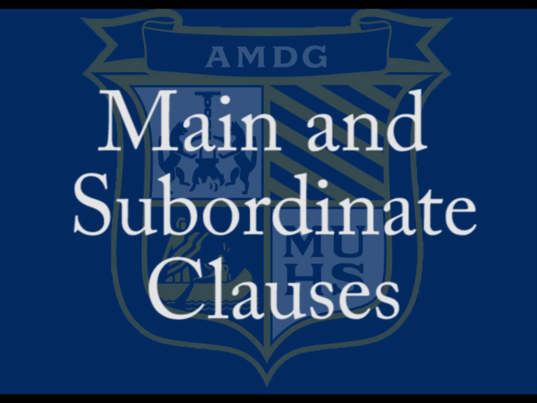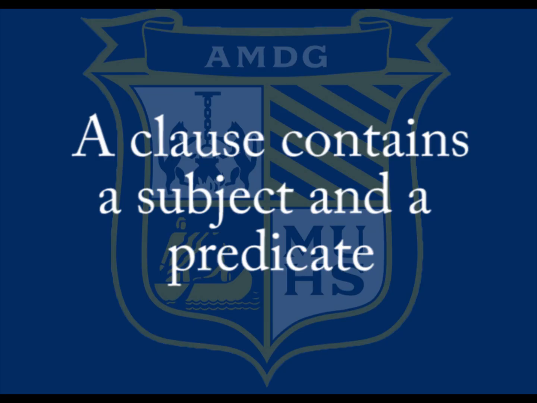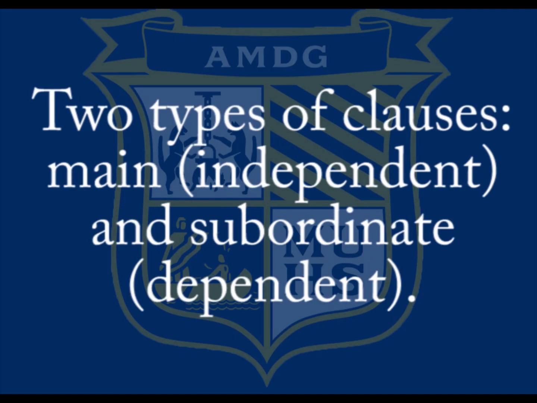In the English language, a sentence is simply a word or group of words that convey meaning. In writing, we need to be more specific, so we use the term clause instead. A clause is simply anything that contains a subject and a predicate. And you recall that in order for something to be a predicate, it must have a verb. There are two primary types of clauses, main or independent, and subordinate or dependent.